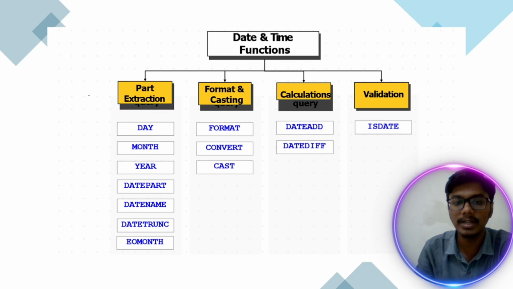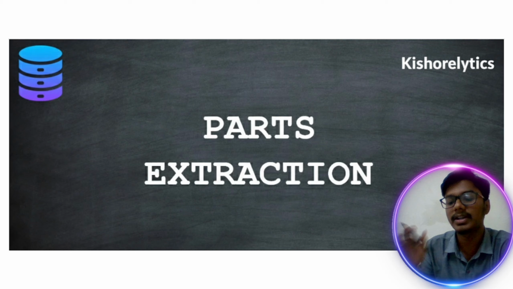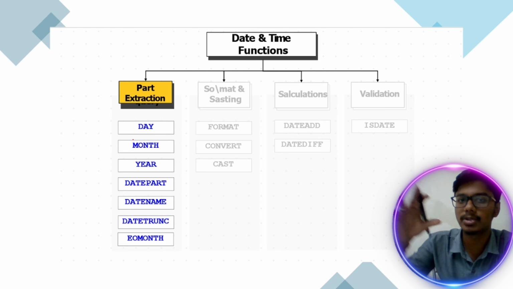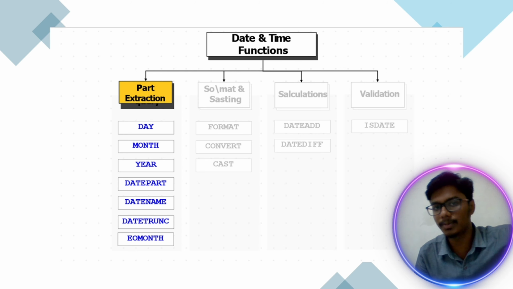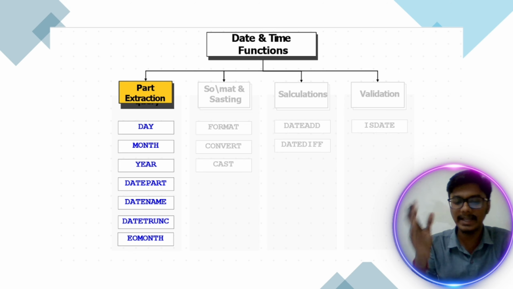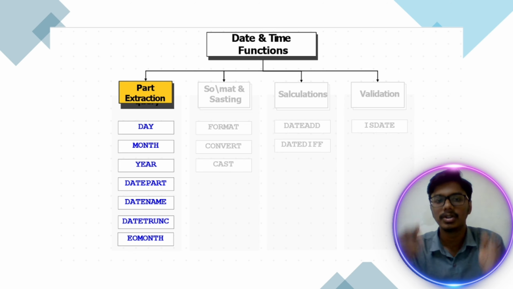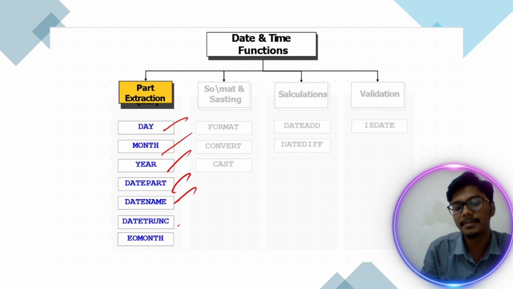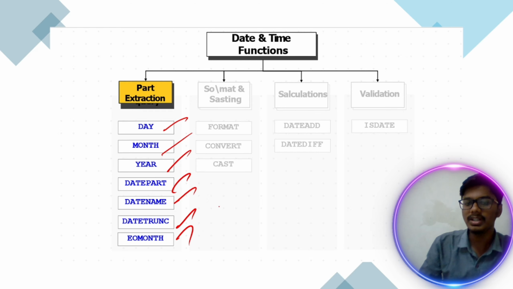In this video, we are going to see the part extractions only. We have already completed the numeric functions, and in my previous video we completed the string functions. So all those functions are covered. I want to keep the timing as short as possible. In part extraction, we have some core categories: day, month, year, date part, date name, date trunc, and EOMONTH. So let's dive into it.